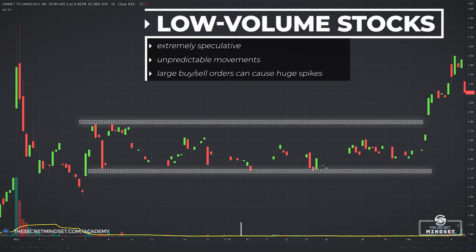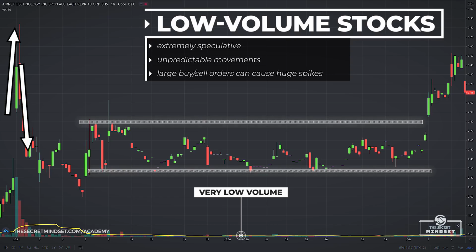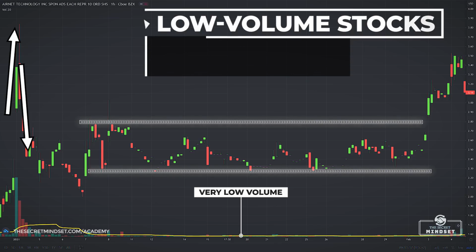Because there is such a limited number of shares, a large purchase by a mutual fund or another big investor can cause a huge spike in the price. Or if the investor decides to sell, the share price will likely tank. Neither scenario is ideal for us small players. That's why I avoid stocks that trade fewer than 1 million shares per day, based on the 50-day average.